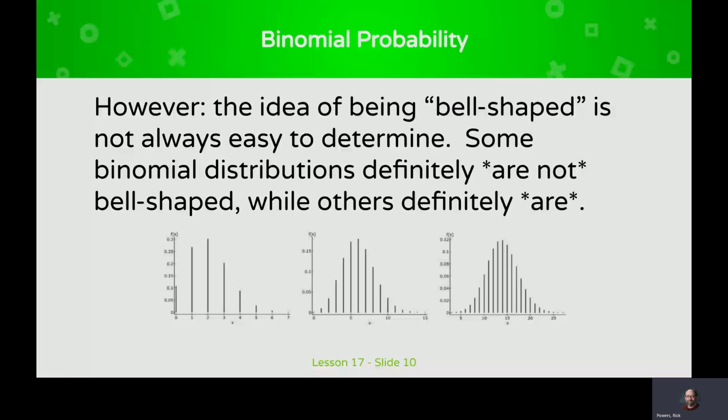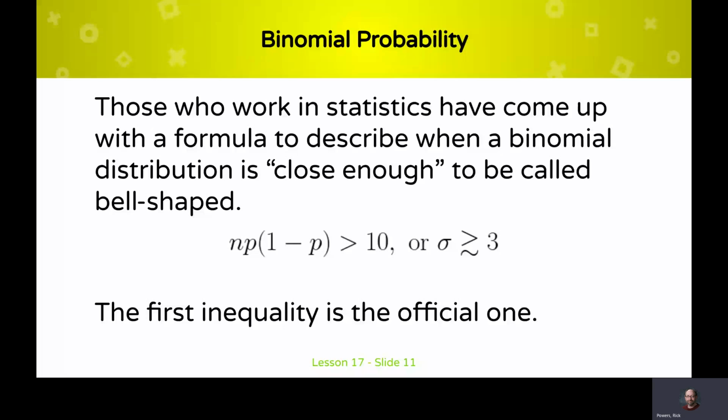Those who work in statistics have come up with a formula to describe when a binomial distribution is close enough to be called bell-shaped. N times p times 1 minus p is greater than 10, or the standard deviation is greater than approximately 3. The first inequality is the official one.